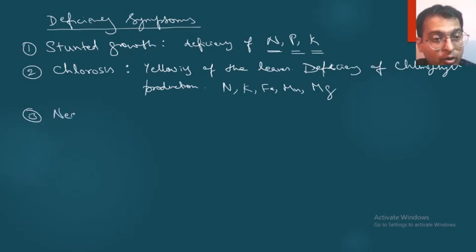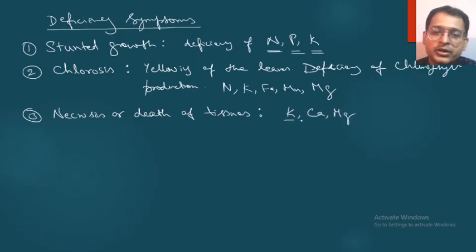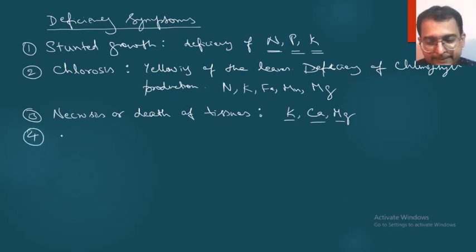Next is necrosis, or death of tissues. Why is this happening? This is happening due to deficiency of potassium, calcium, magnesium. If there is a deficiency of these three elements, it can result in necrosis or cell death.